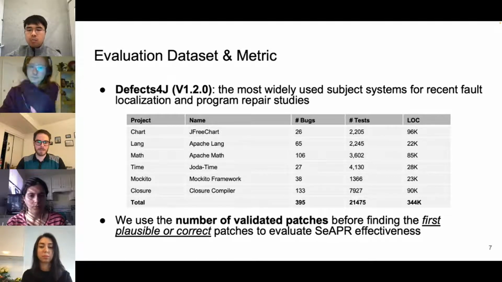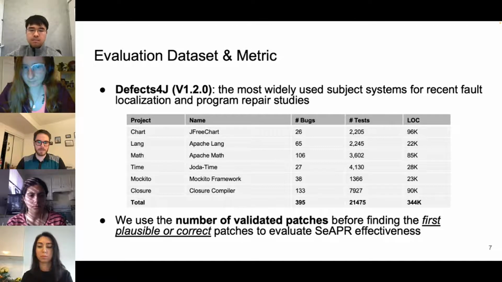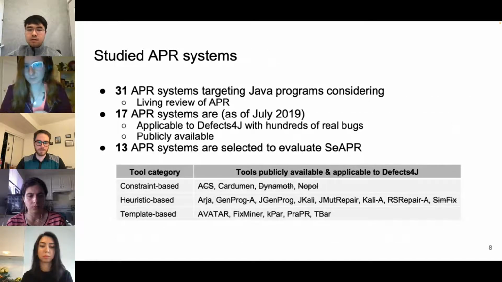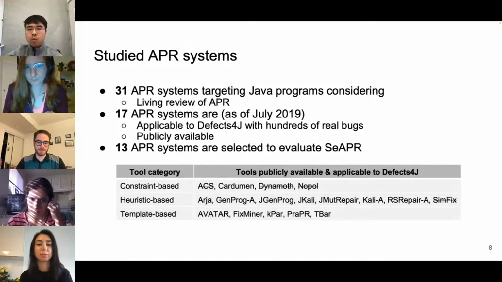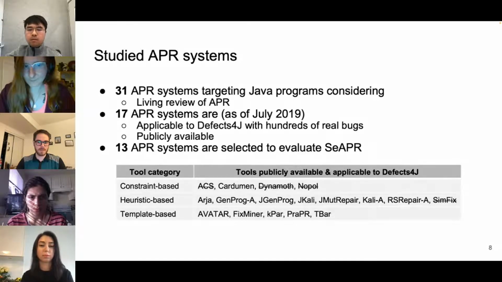We used the number of validated patches before finding the first plausible or correct patch to evaluate ICAPR's effectiveness. We considered 31 APR systems targeting Java programs, and 17 systems are applicable to Defects4J and publicly available. Moreover, we exclude ACS, Dynamoth, Nopol due to the limited patch generation, and SemFix because it stops patch execution after finding the first plausible patch. Finally, we evaluate ICAPR on 13 APR tools.